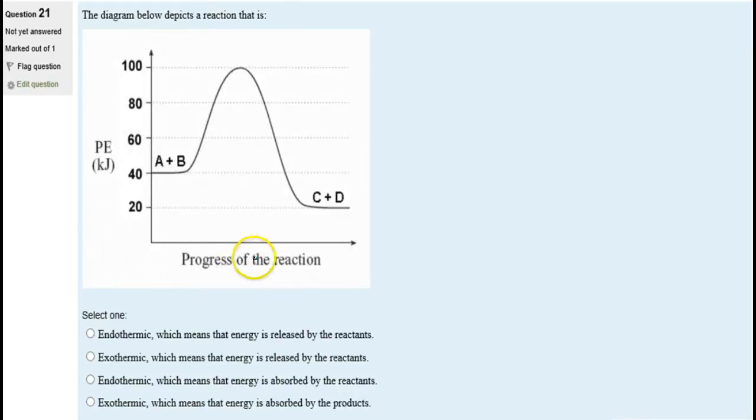In this problem, it asks you to determine what kind of process or chemical reaction is taking place. Once again, we have some reactants on this side and some products here. If you'll notice, the products have lower energy than the reactants. How does that happen? The reactants must release energy. Energy here is being released. Therefore, this is an exothermic process or exothermic chemical reaction. Exothermic means that energy is released by the reactants. That looks good.